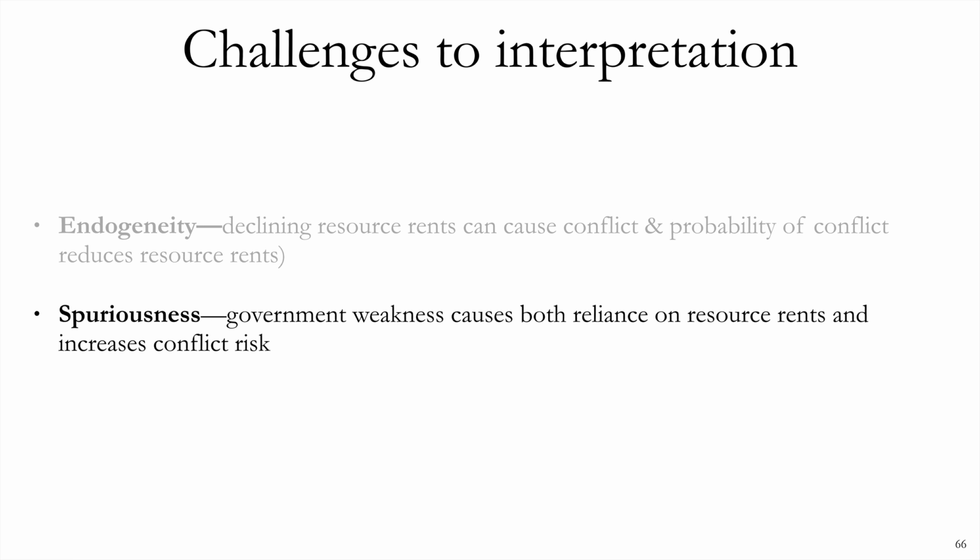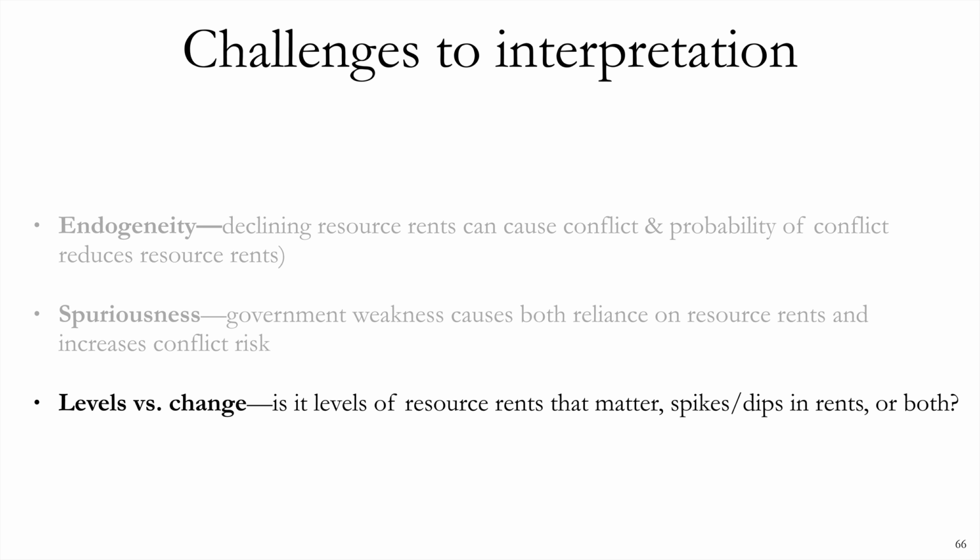An example that I thought of was that government weakness can cause a reliance on resource rents. Your economy is not that diversified because your government's not strong enough to encourage diversification, and government weakness also increases conflict risk, as Fearon and Laitin and others have argued in the state capacity arguments that we've touched on so far in this class.